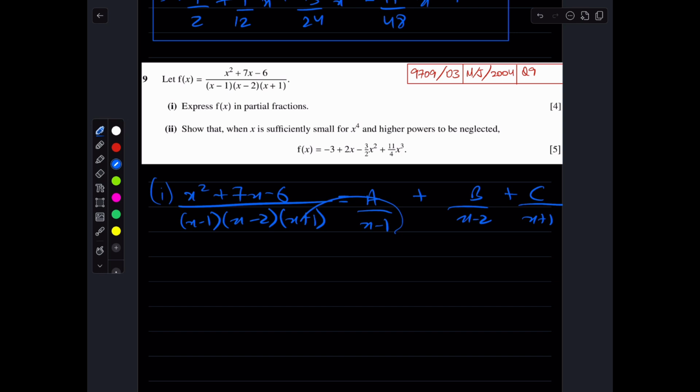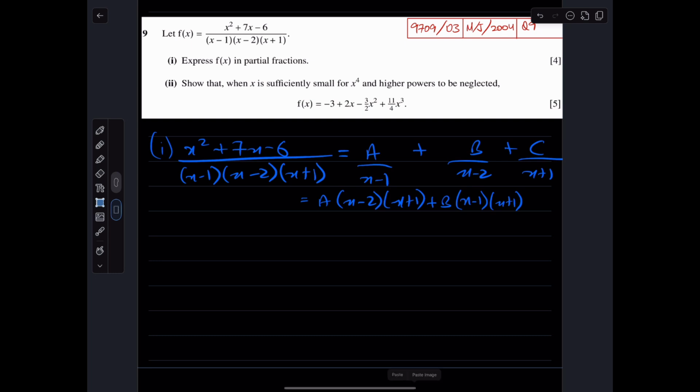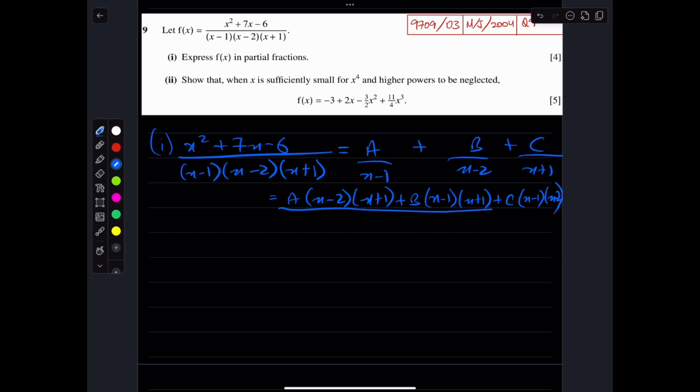Notice that the first fraction lacks x minus 2 and x plus 1 when compared to the original denominator. It only has x minus 1. Thus, it will be multiplied by what it lacks. And then b has x minus 2, thus will be multiplied by what it lacks too. And similarly, c would be multiplied by x minus 1 and x minus 2 since it has x plus 1. I repeat, numerators will be multiplied by what they lack when compared to the original denominator. Just writing the denominators, and these denominators will cancel out with the original.